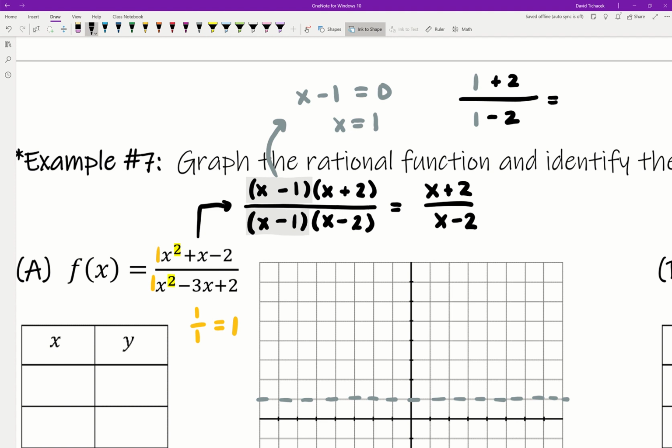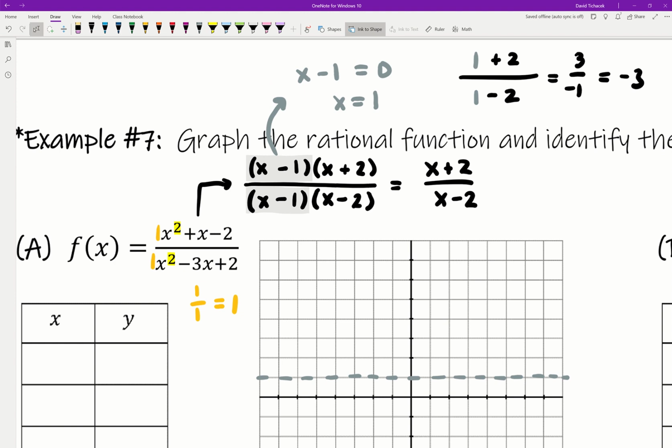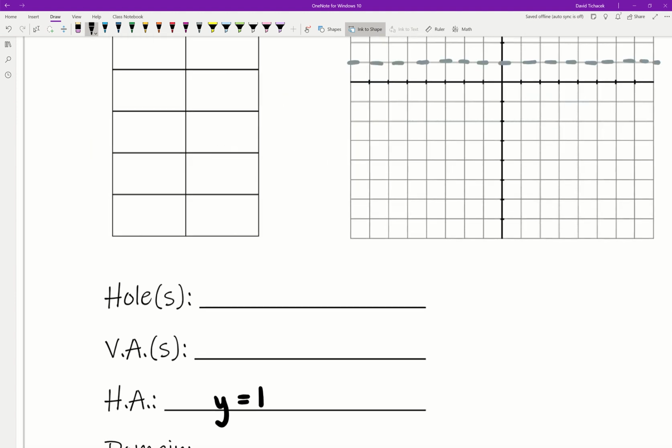So this looks a lot more familiar because 1 plus 2 makes 3 in the top. On the bottom, 1 minus 2 makes negative 1. And so this will give us negative 3, okay? And so I know that I'm going to have a hole at a point with coordinates positive 1 and negative 3. And I'm going to go ahead and write that down here, right? So positive 1, negative 3.